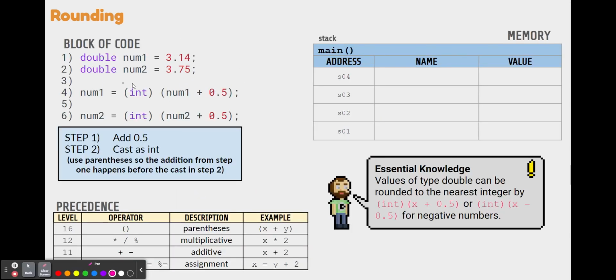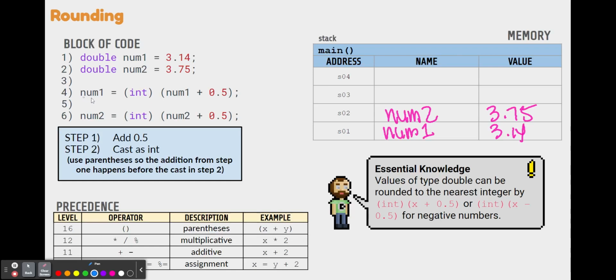We start our block of code by declaring and initializing 2 variables of type double. So those are going to go in our stack memory. We have num1, which is going to be the value 3.14. And then we have num2, which is going to be the value of 3.75.